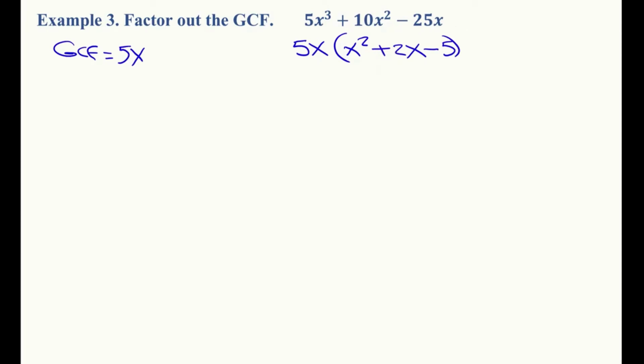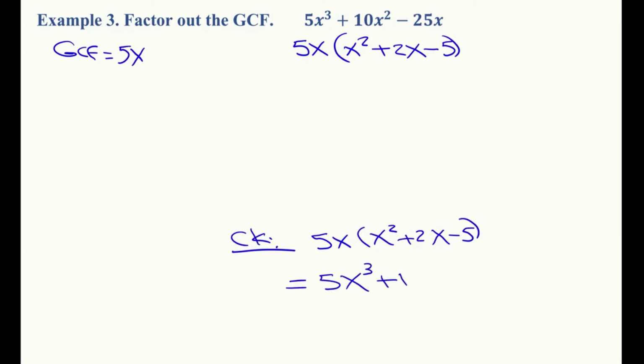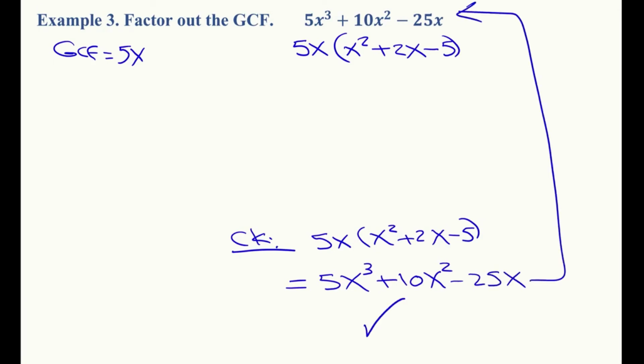Now, how do you check factoring? By multiplying. So you want to check it, just multiply 5x by x squared plus 2x minus 5. See what you get. Notice you get 5x cubed plus 10x squared minus 25x, which is what you started with. So it works out.